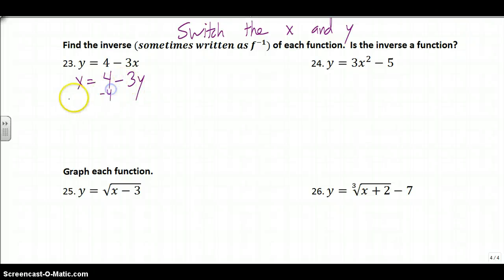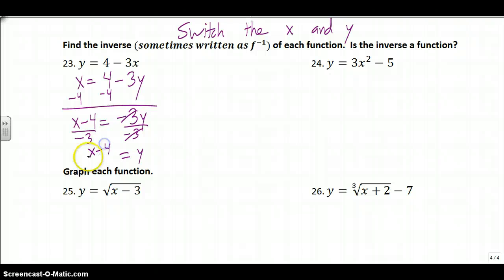So I would go ahead and subtract 4. You get x minus 4 equals negative 3y. Divide by negative 3. I am okay with you leaving it like this. Again, be aware of multiple choice answers. Sometimes they might write it like this. Either answer is correct. Okay. But this is fine too.